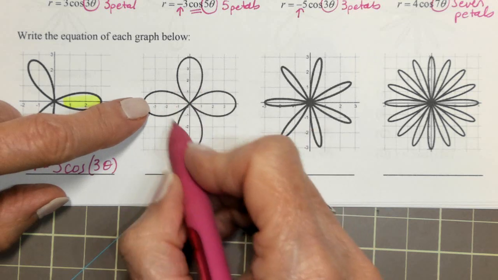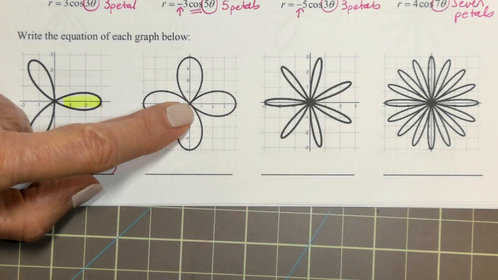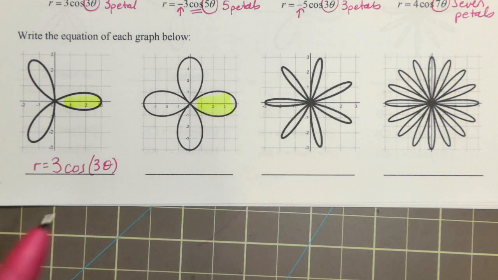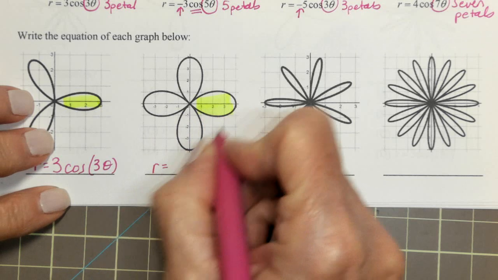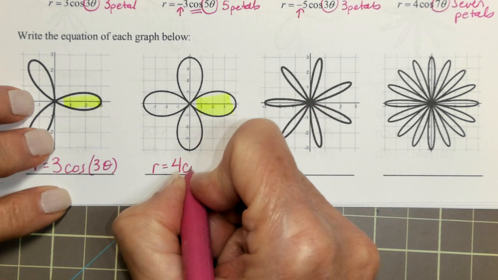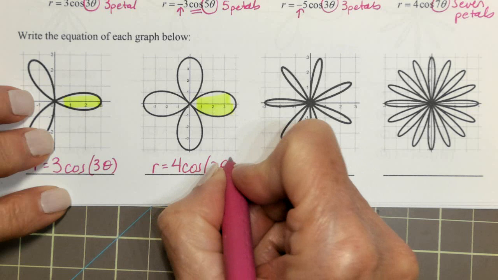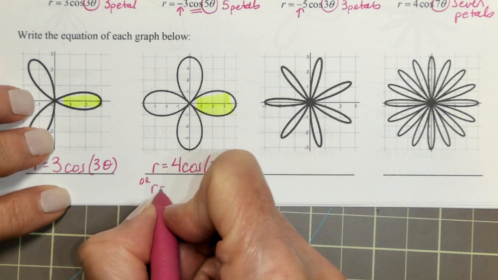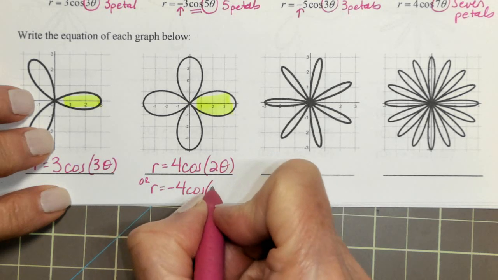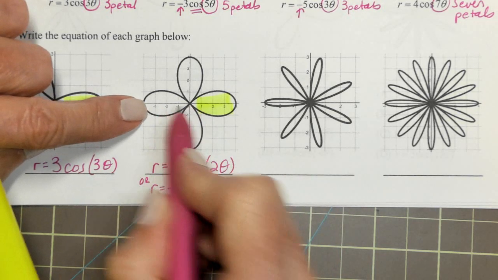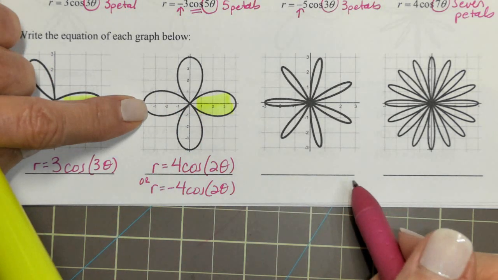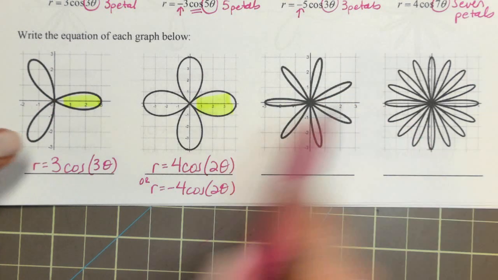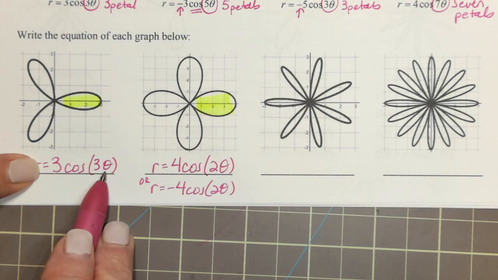There are 4 petals. Each is of length 4, and I notice that there is one on the positive x-axis. So I'm going to make this r is equal to positive 4 cosine 2 theta because it's 4 petals. This, by the way, we could have said was negative 4 cosine 2 theta because of this negative x-axis also. Either one. Both of these equations produce this as a final graph. But you cannot do that on the odd petals.